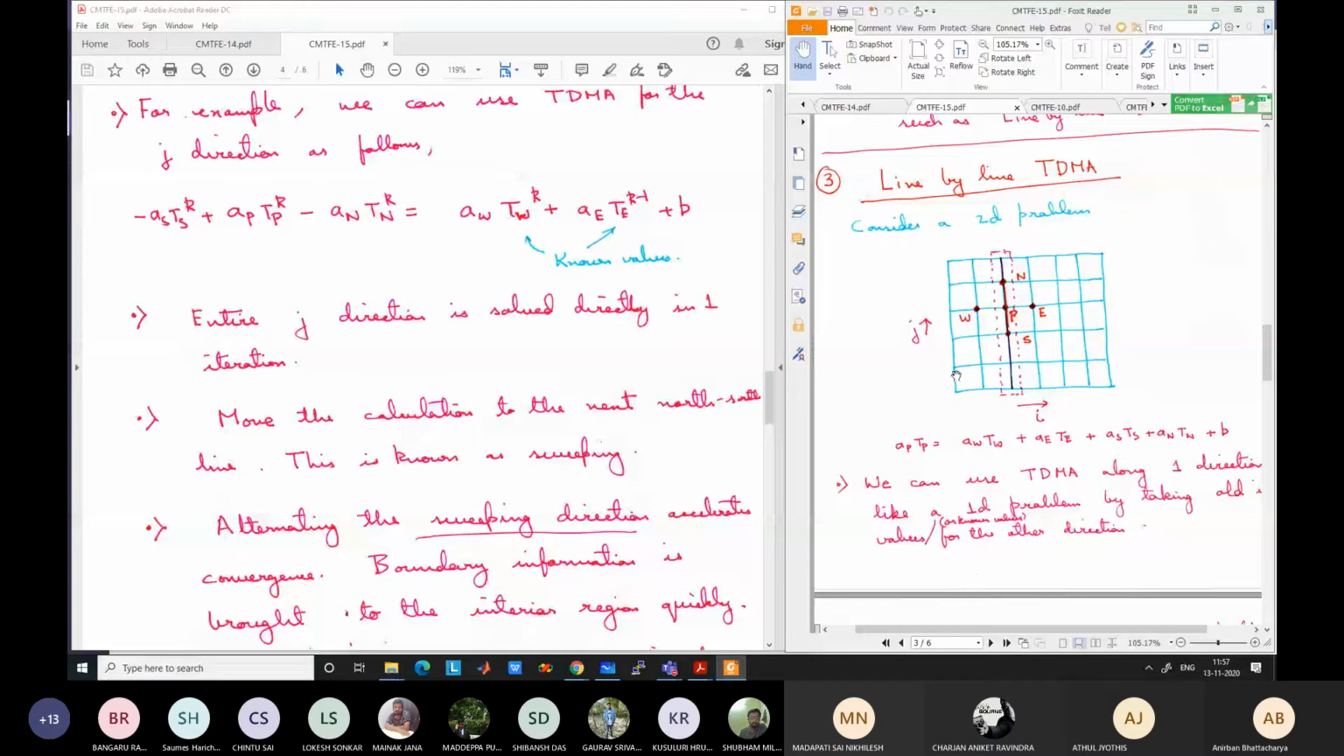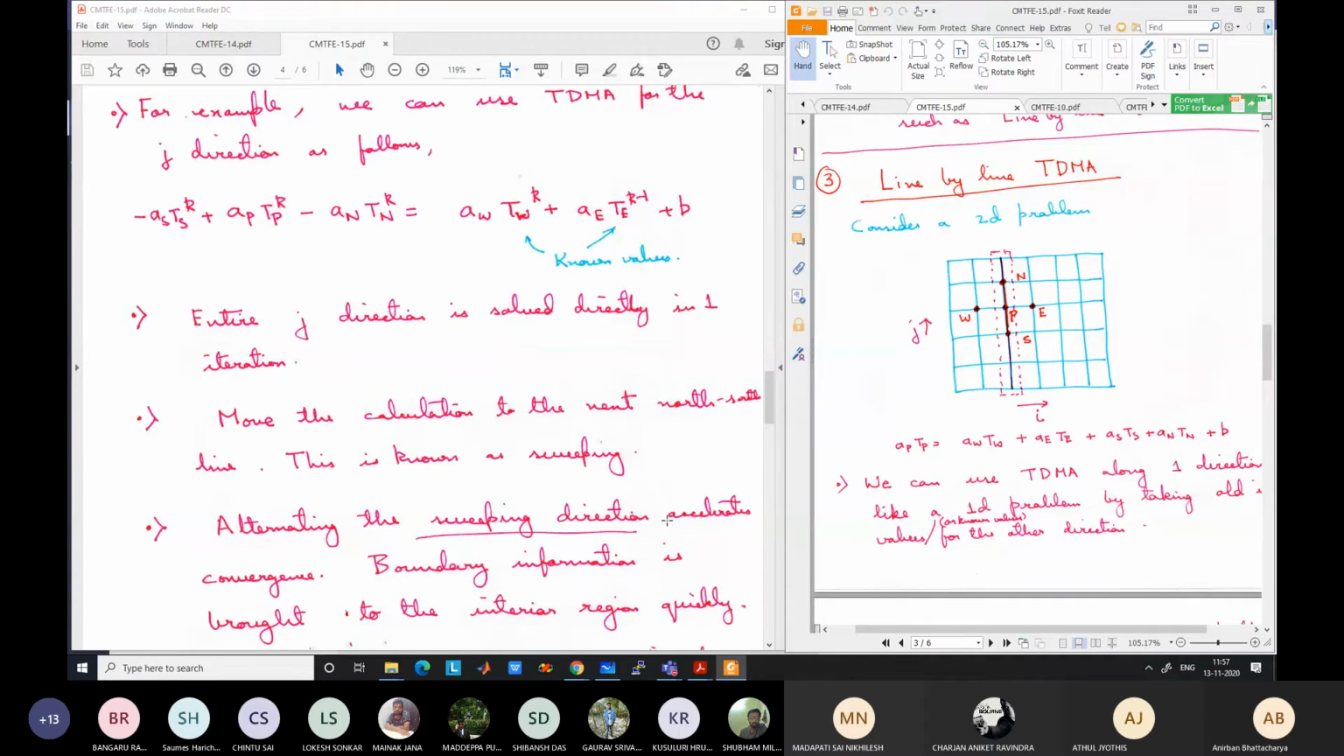Then in the next iteration, this information from these boundaries will pass rapidly in one step to all the interior domains. So in the previous iteration, information was passed very rapidly along the vertical direction. Now by changing the direction 90 degrees, we are passing the information in the other direction very rapidly. So by alternating the sweeping direction, we can accelerate the convergence significantly. Alternate direction implicit scheme, something like that term you will hear sometimes. That is actually you are alternating the sweeping direction.